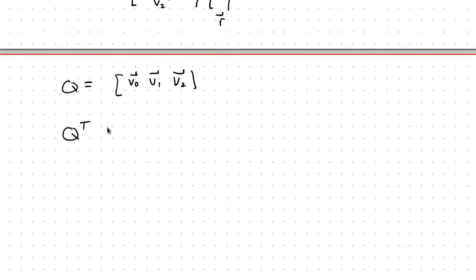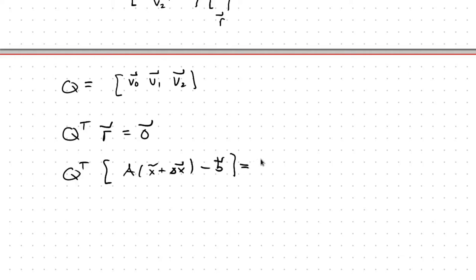I'm going to have Q transpose times R is 0, and what's my R? R is going to be A times, be careful, this is x tilde plus delta x minus b, has to be the 0 vector. In this case, this is going to be 3 rows and 1 column with all zeros in it. And I'm going to take this equation and I'm going to try to write it in terms of that. And recall, this delta x is some alpha 0 V0 plus alpha 1 V1 plus alpha 2 V2. My goal is to figure out what are the alphas.